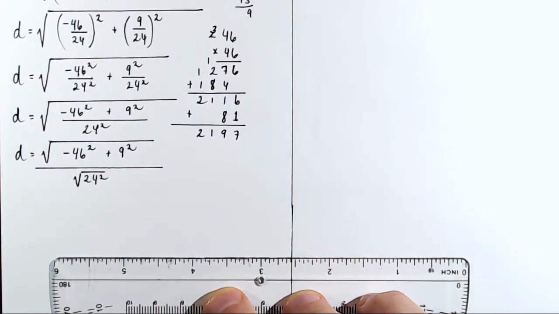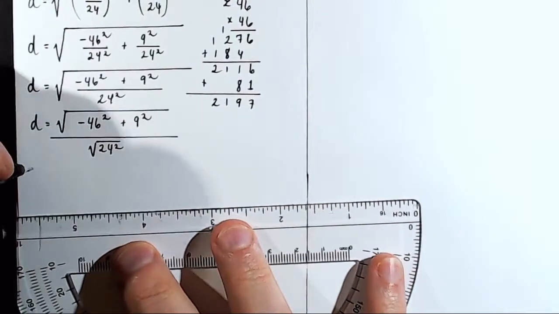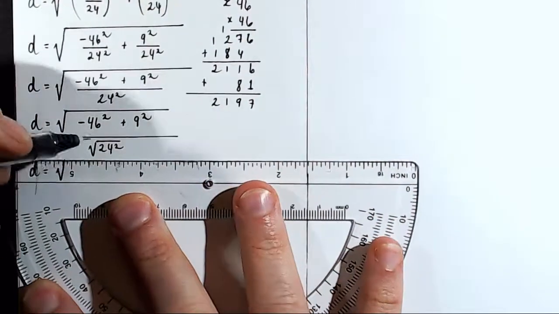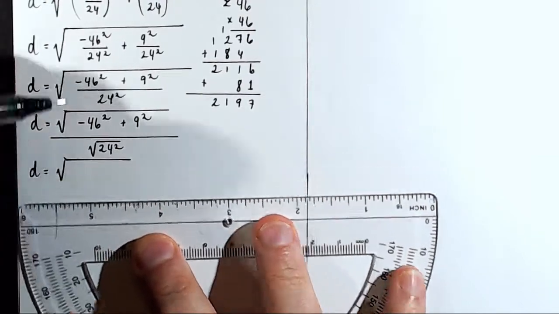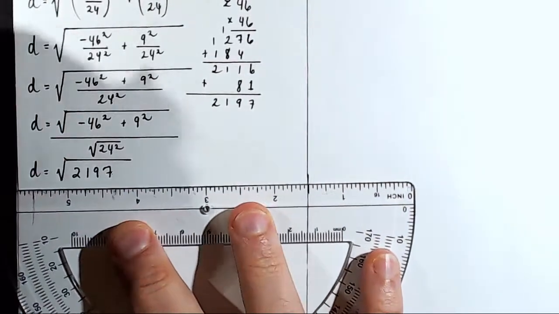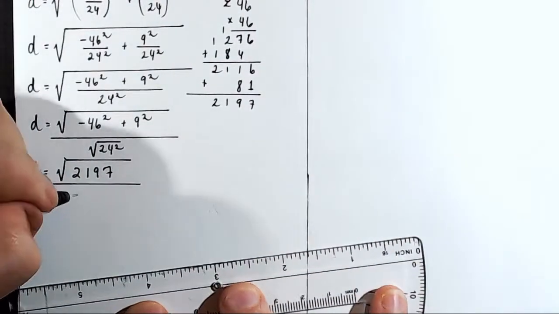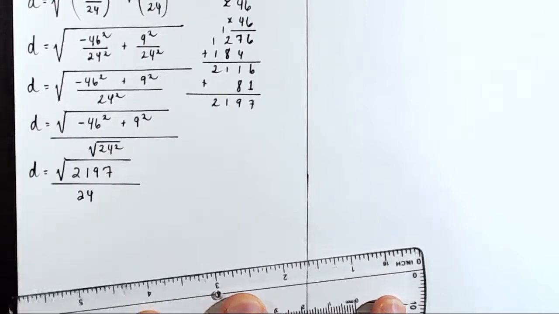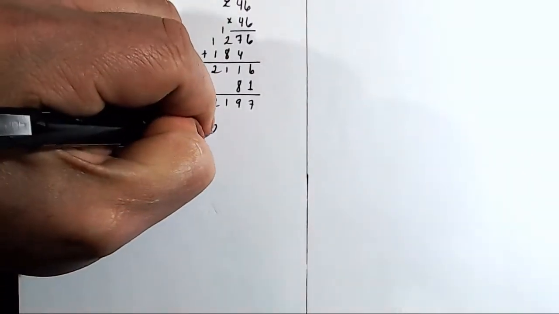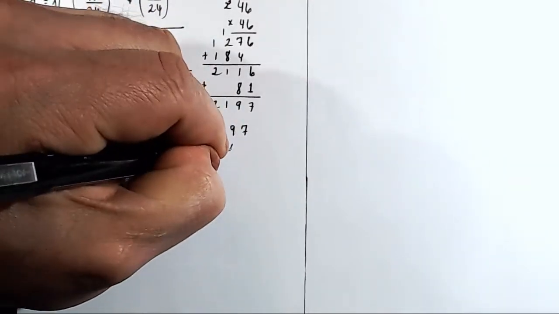I'm going to have to prime factor that in a minute. I'm scared. So now D is equal to the square root of 2197 over the square root of 24 squared, which is just 24. Okay, and now we have to embark upon this journey: 2197 prime factored.